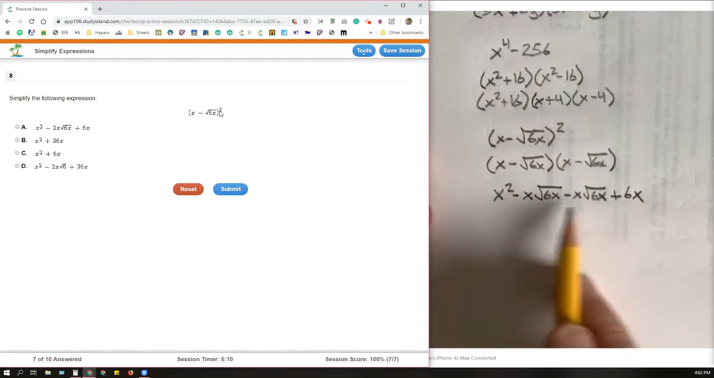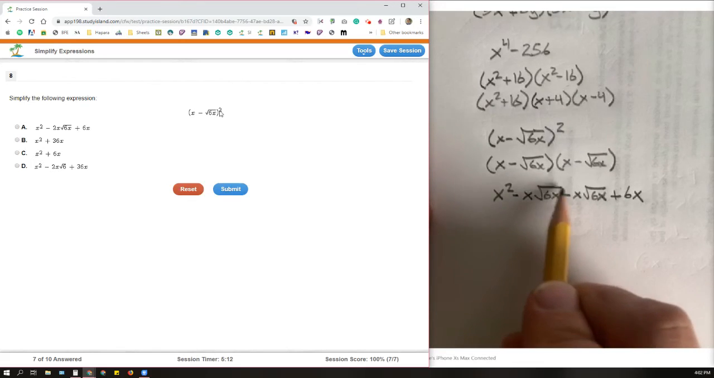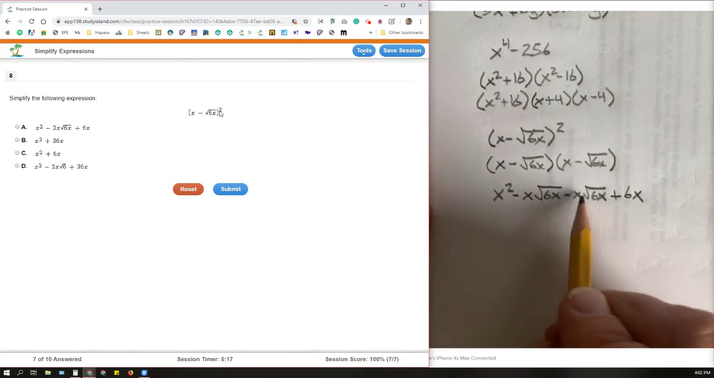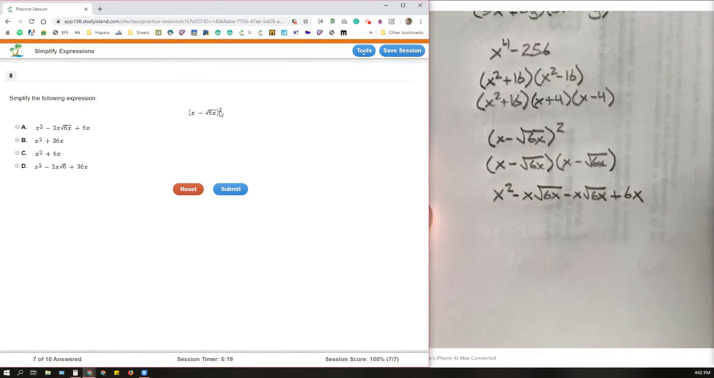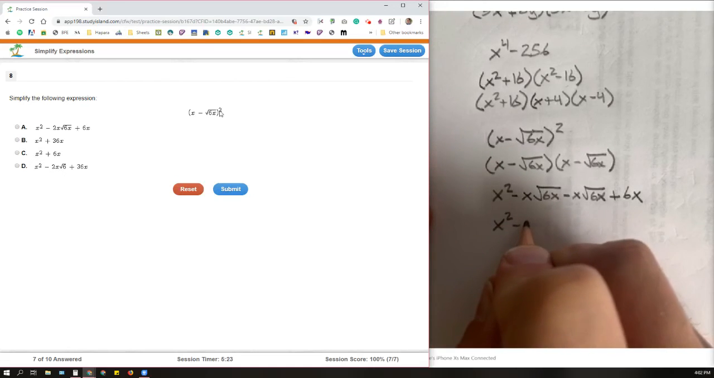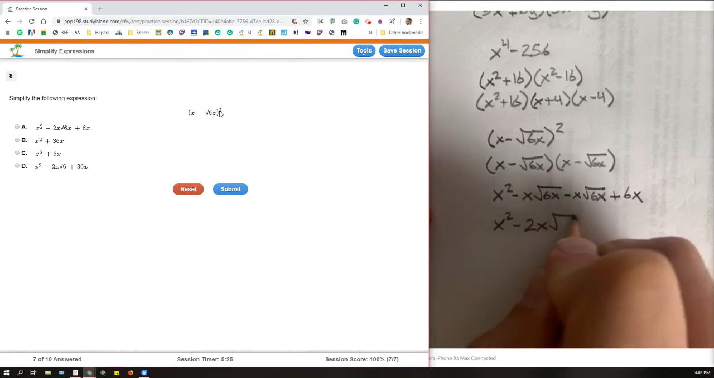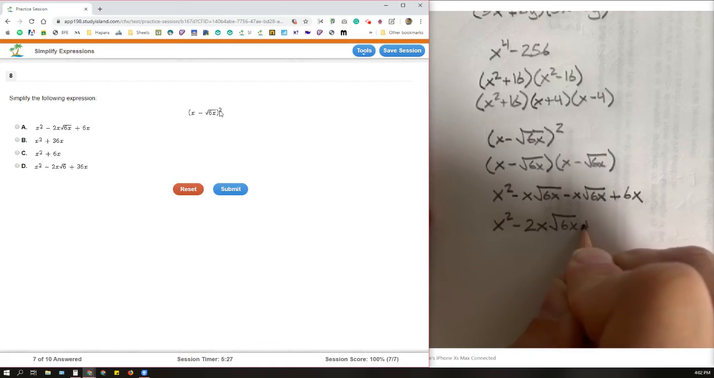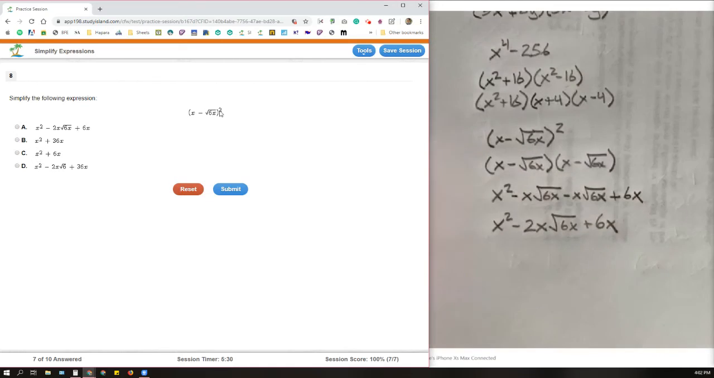So I have those four terms. You can think of the square root of 6x kind of like its own variable. Like if this said x times y minus x times y, it'd just be 2x times y. That's all it is. So you have x squared minus 2x root 6x plus 6x. And that's what your answer is, and that's what's written right here.